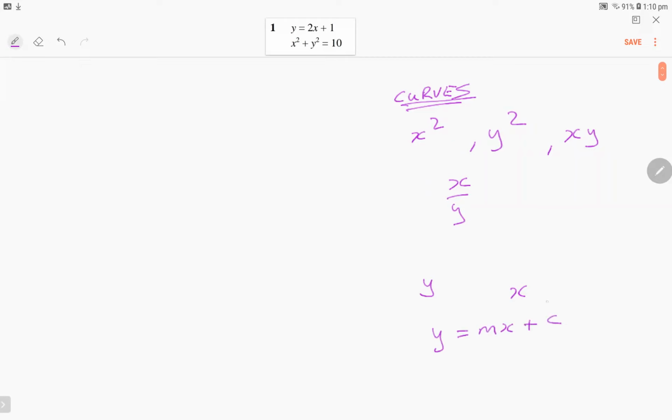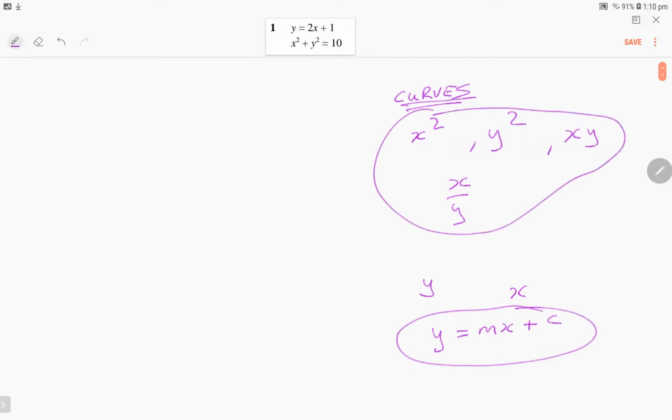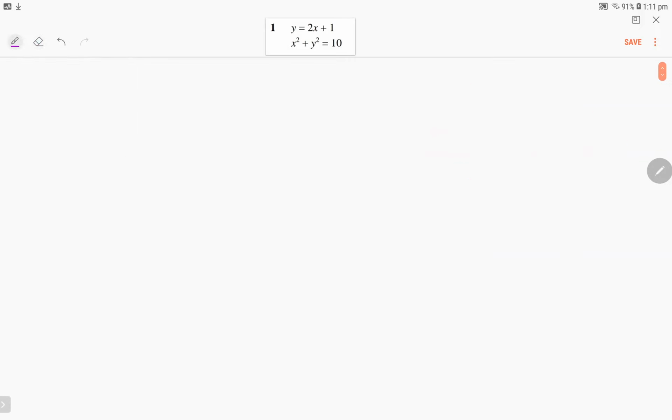With the coordinate geometry, we'll start the lines. We'll see that. But the curves usually have those, so you can know which one is a curve. I would tend to substitute the line into the curve. Remember, line into the curve. That's the method mainly that we use. The line equation into the curve equation.